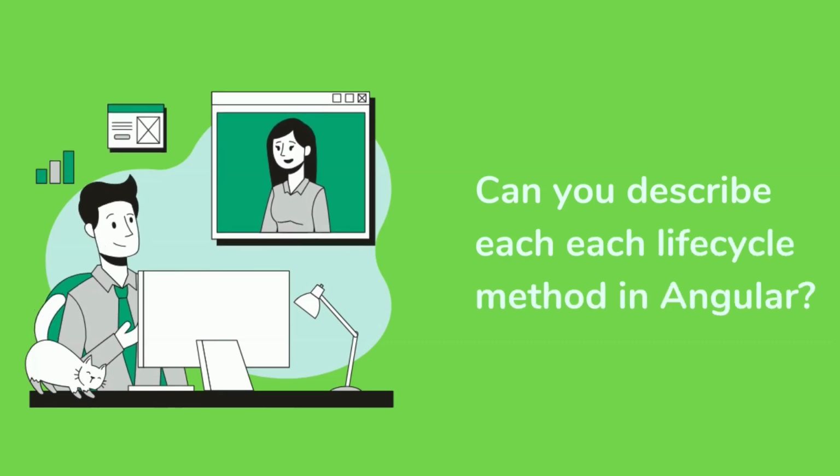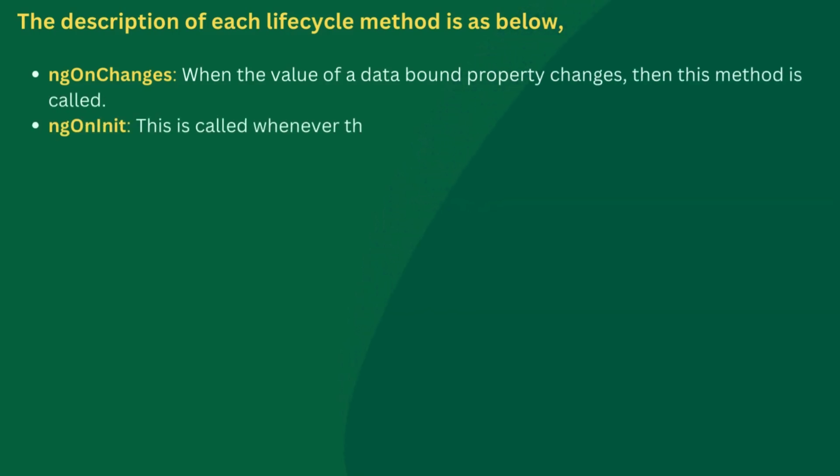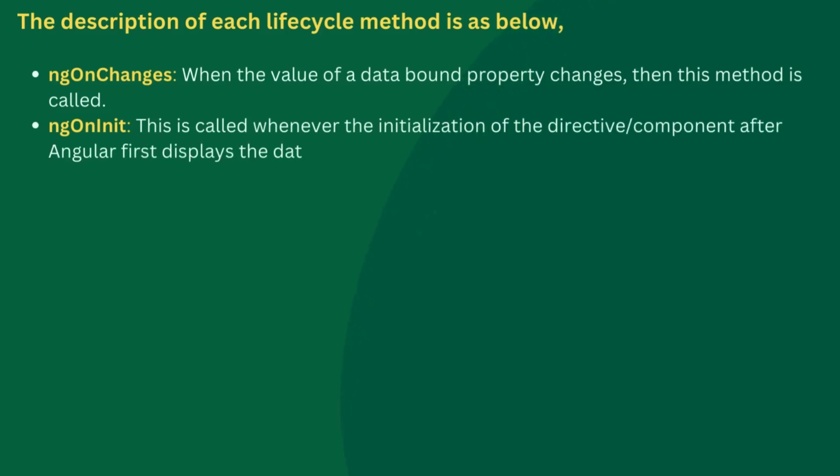Can you describe each lifecycle method with a description in Angular? The description of each lifecycle method is: ngOnChanges. When the value of a data-bound property changes, this method is called. ngOnInit. This is called whenever the initialization of the directive or component happens, after Angular first displays the data-bound properties.